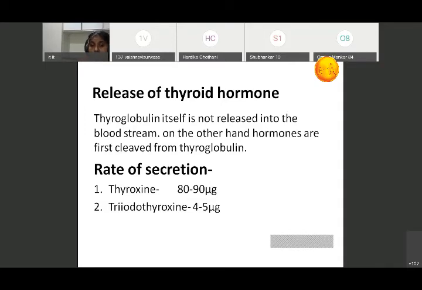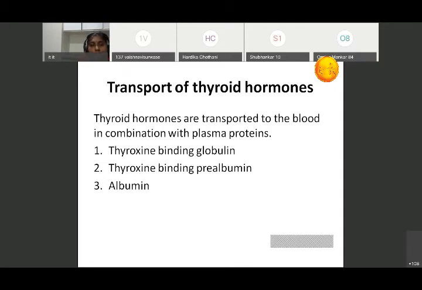Why? Because T4 is loosely attached to plasma protein and T3 is strongly attached to the plasma protein during transport in the blood. Please remember that T3 is more potent than T4, though the secretion of T4 is more. Thyroid hormones are transported in the blood in combination with plasma proteins: thyroxine binding globulin, thyroxine binding prealbumin, and albumin.